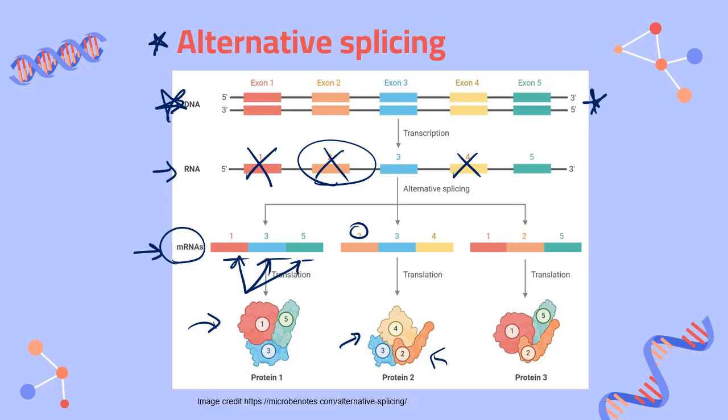One gene, many proteins. What's crazy cool, us humans, we think that we've got about 25,000 genes, but our proteome is like 100,000 proteins, and that is due in large part to this alternative splicing.